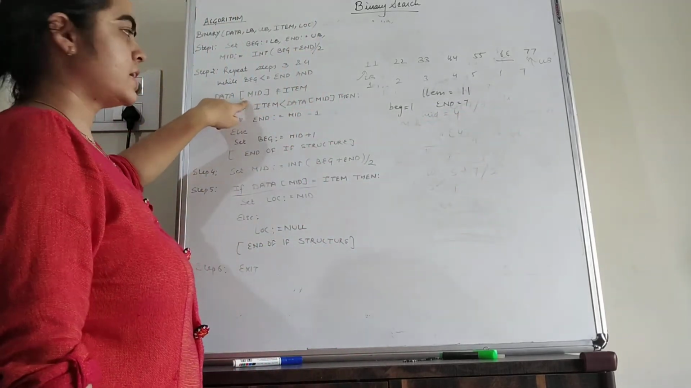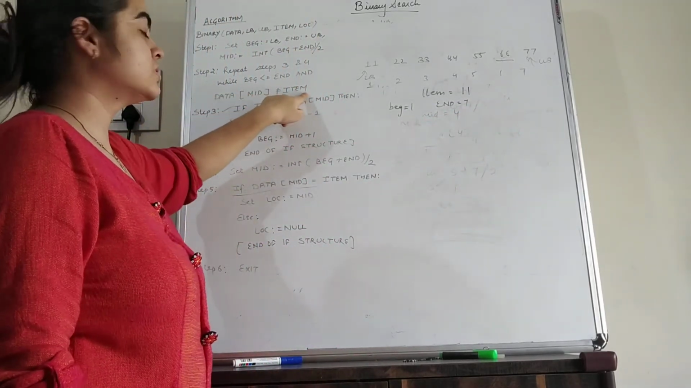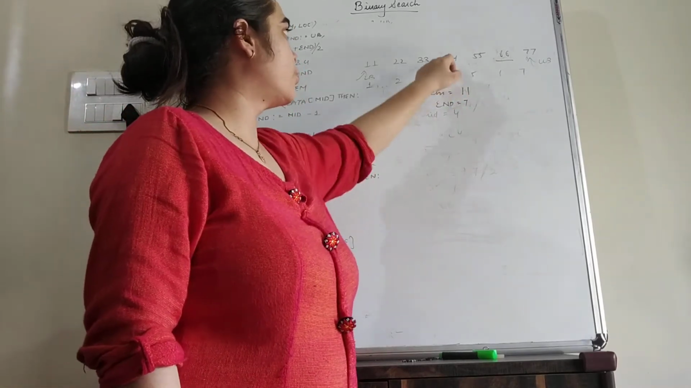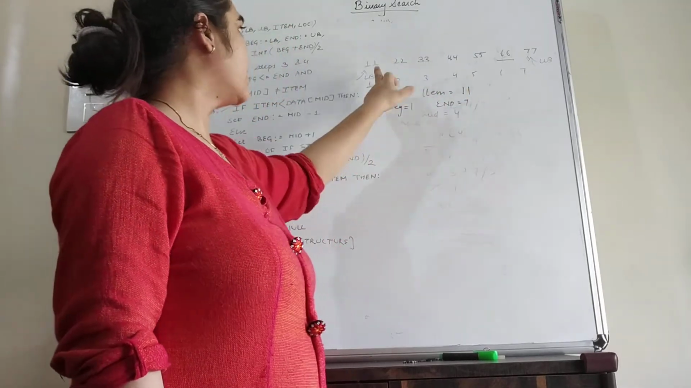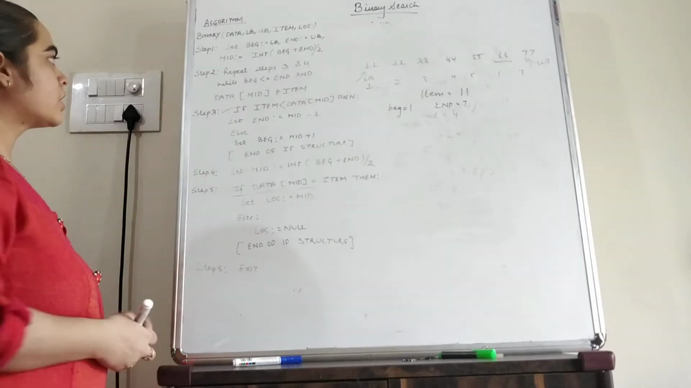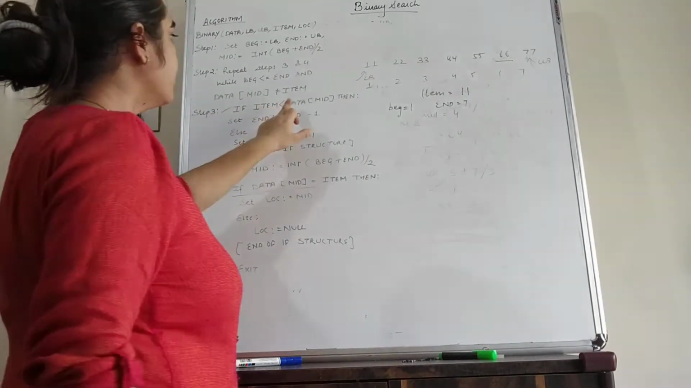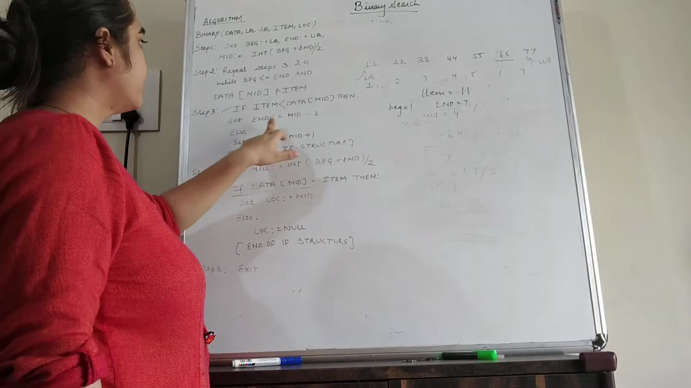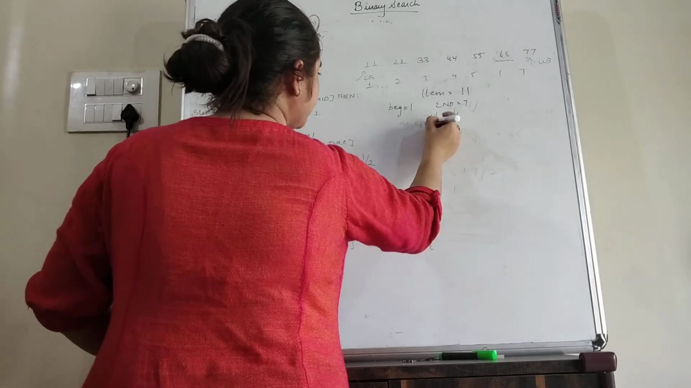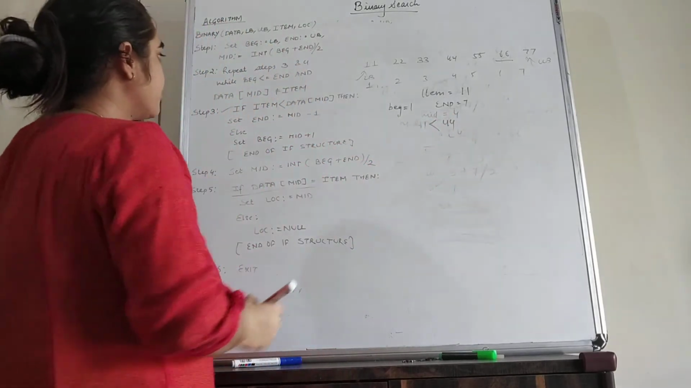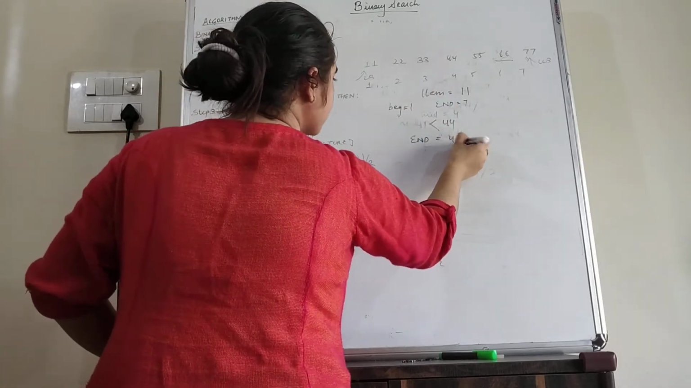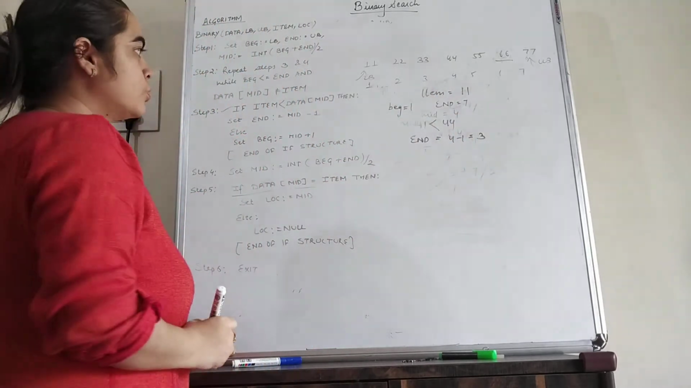After this we check the second condition, data of mid is not equal to item. Yes, obviously, because the mid location is 4 and at 4, 44 is present, which is not equal to 11, because we have to search 11 from the list. So we come to step number 3. If item is less than data of mid, then we set end equal to mid minus 1. Item is 11 and mid data is 44, so this condition is true, and we set end equal to mid minus 1. That means 4 minus 1 equal to 3.